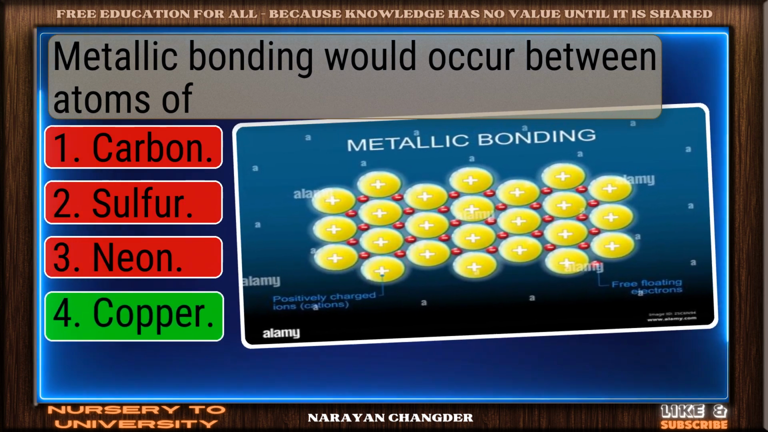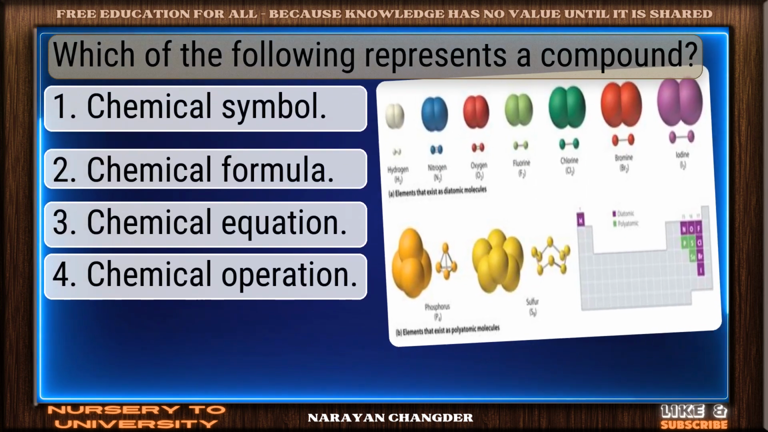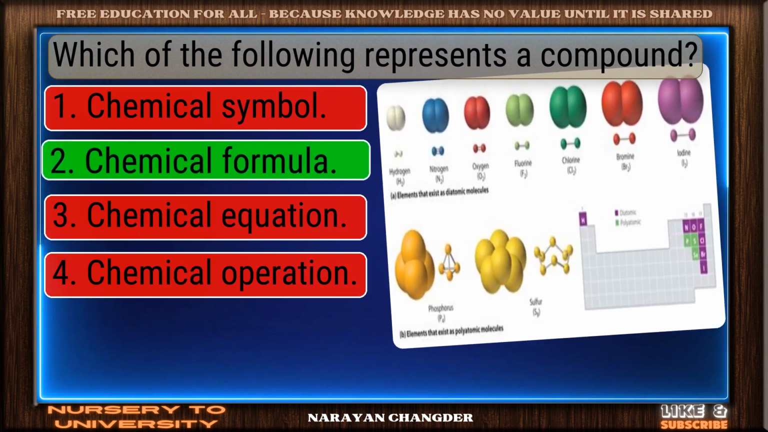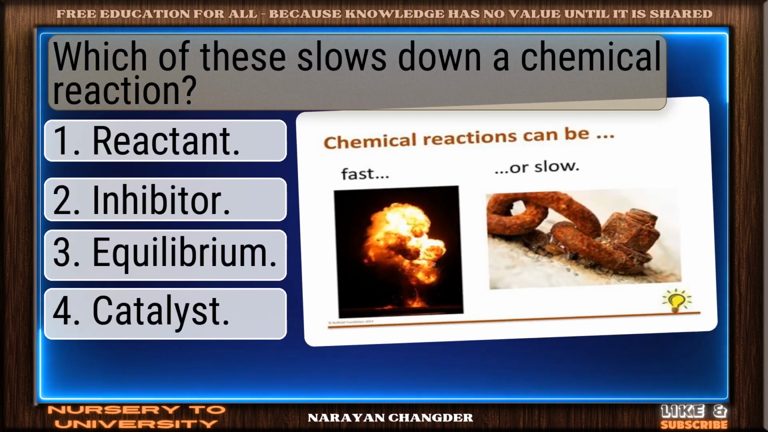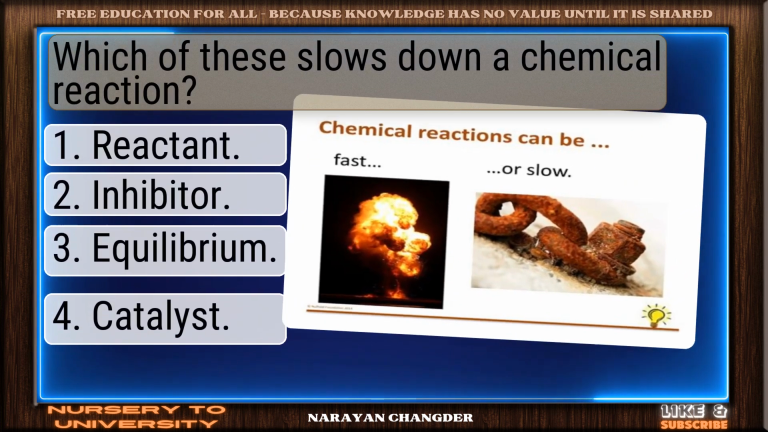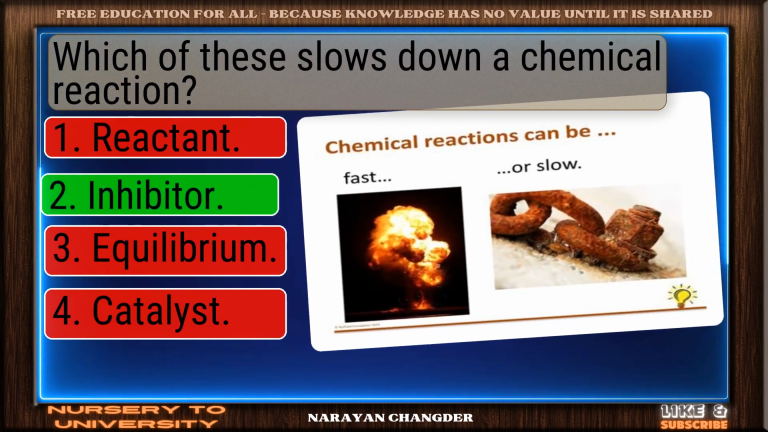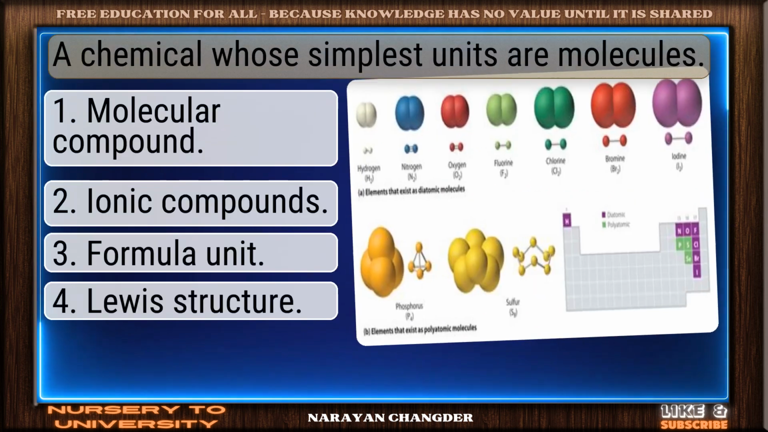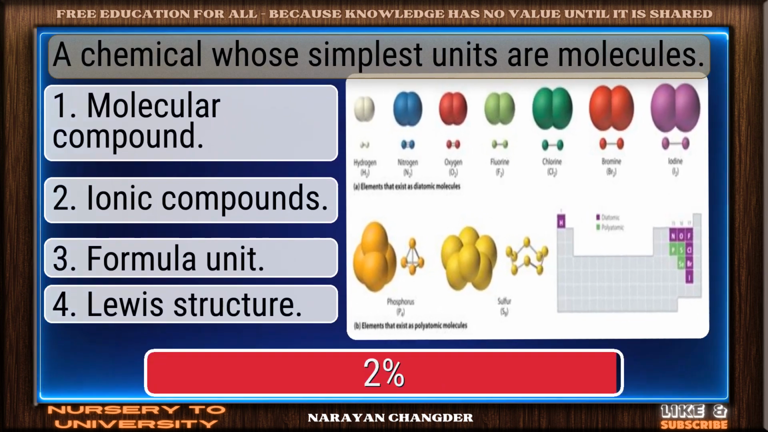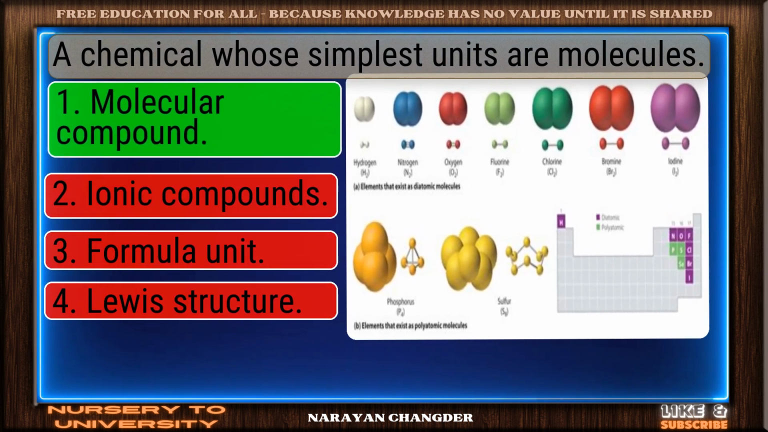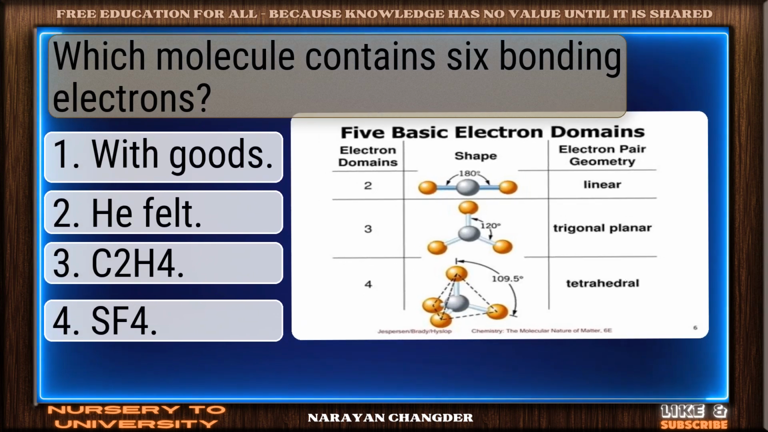Valid point, copper. Which of the following represents a compound? Well-articulated, chemical formula. Which of these slows down a chemical reaction? Confident and correct, inhibitor. A chemical whose simplest units are molecules. Very good, molecular compound. Which molecule contains 6 bonding electrons?